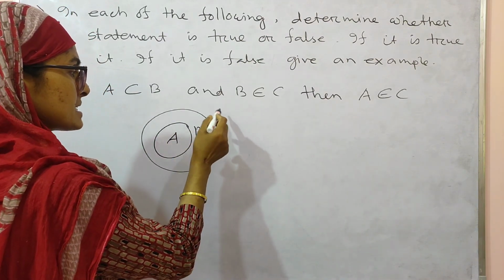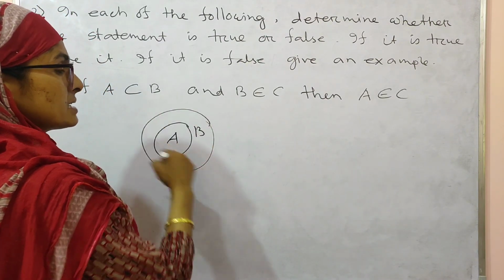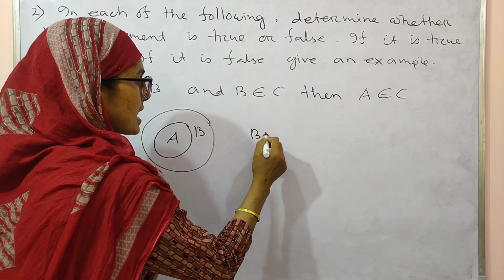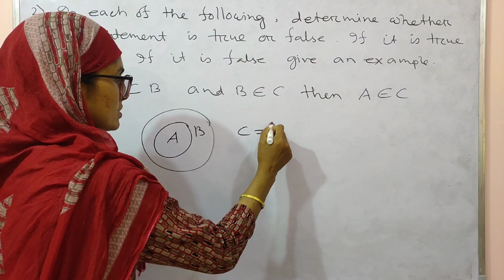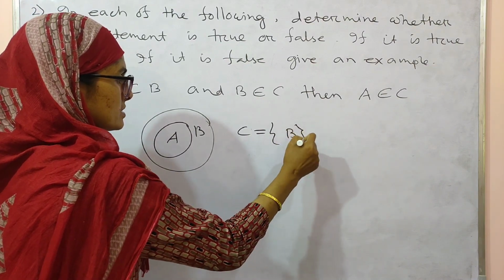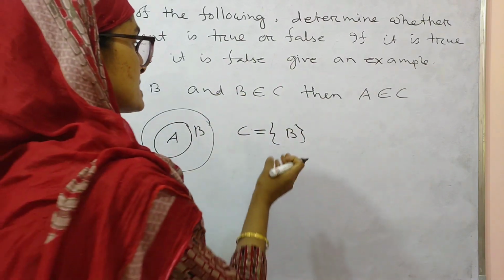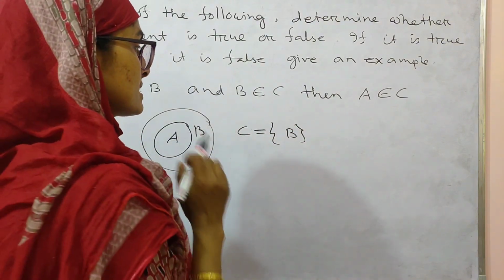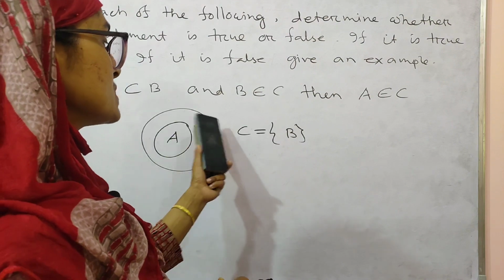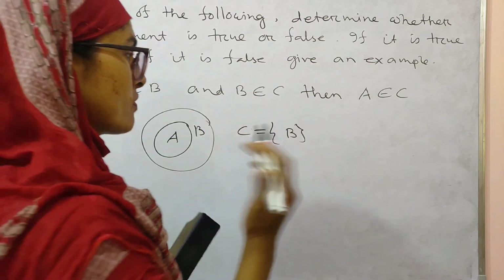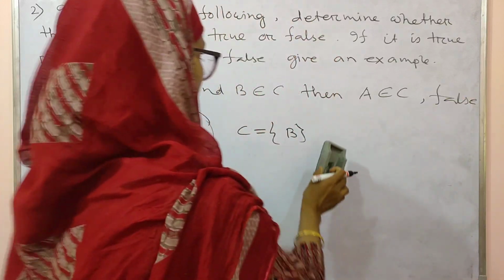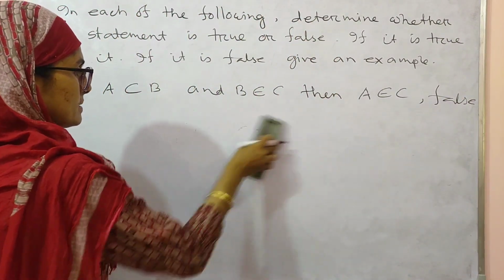Say any set, here say another set C. That means you can write C simply as {B}. The set B belongs to set C. So then does A belong to C? No, this one is false. You can give an example.